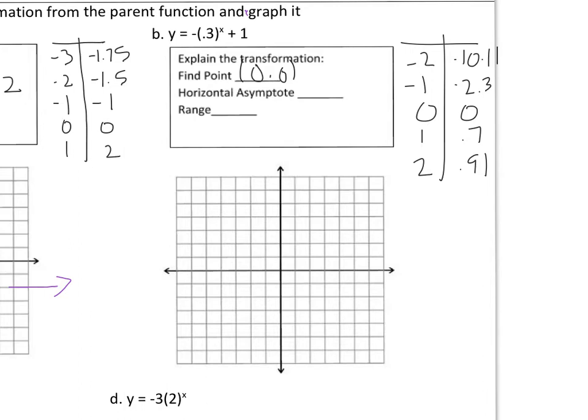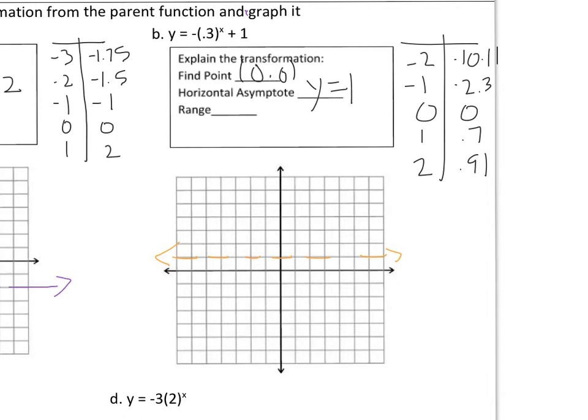Horizontal asymptote. Did I move up or down at all? So if I add or subtract any numbers, that means I move up or down. So yes, I did. So y is equal to 1. So I'm going to plot this. First I'm going to write my horizontal asymptote. If you do not have this dotted line, this line which the graph will never cross, you will not get full credit. You have to have that dotted line.